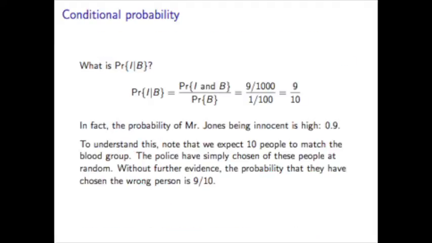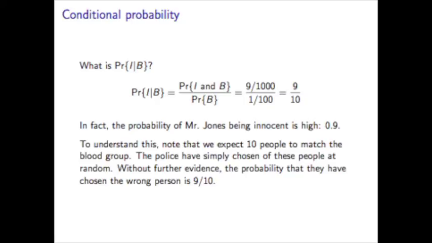So what really is the probability of Mr. Jones's innocence given the available evidence? Well, we can again use the formula for conditional probabilities. We take the probability of both I and B occurring and we divide by the probability of B. We have already established that the probability of both I and B occurring is 9 out of 1000. The probability of B occurring is the probability that a randomly chosen person will match the blood group, and that probability is 1 in 100. So the conditional probability of innocence given the evidence is 9 out of 1000 divided by 1 out of 100, and that is equal to 9 over 10, or 0.9. So in fact, we would have been wrong to convict Mr. Jones because the probability of his innocence is quite high, 0.9.